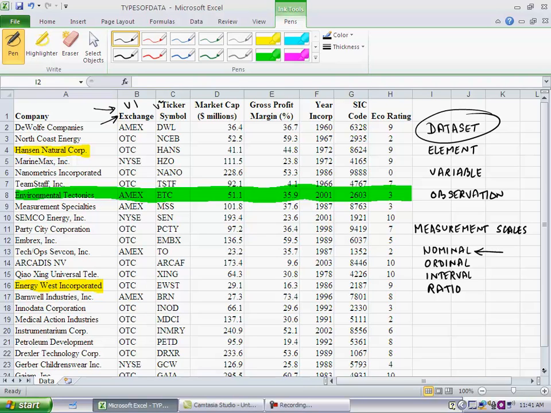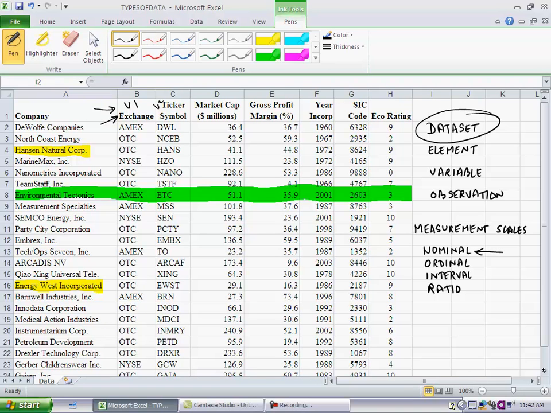Okay, the same with ticker symbol. You can see it's nominal. The only calculation that you can do with nominal data is count. So how many companies are traded on the Amex, how many are traded OTC, how many are traded NYSE. So pretty much all you can do with nominal data is count, or some variation of count.